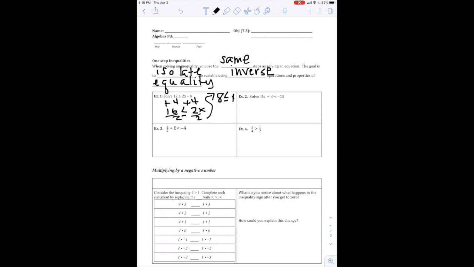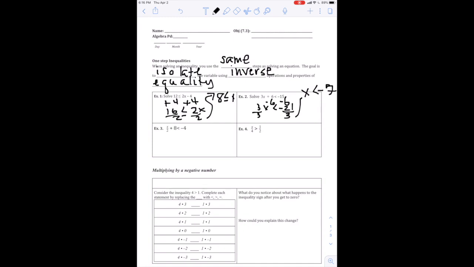Let's look at the second one. I've got a positive 6 on this side, so I need to subtract 6 from both sides. I'm left with 3x is less than -21. Divide both sides by 3. And I get x is less than -7.